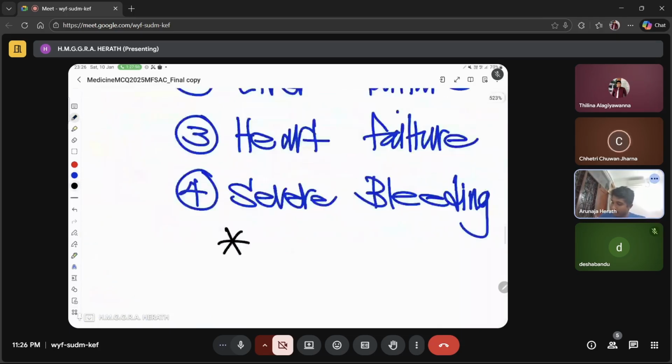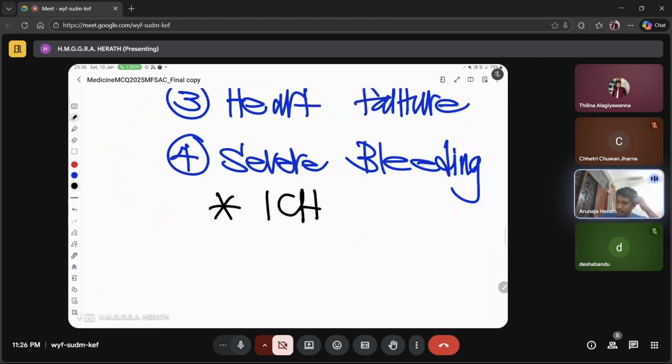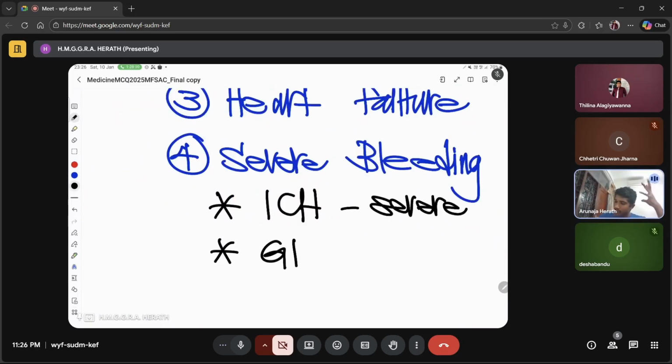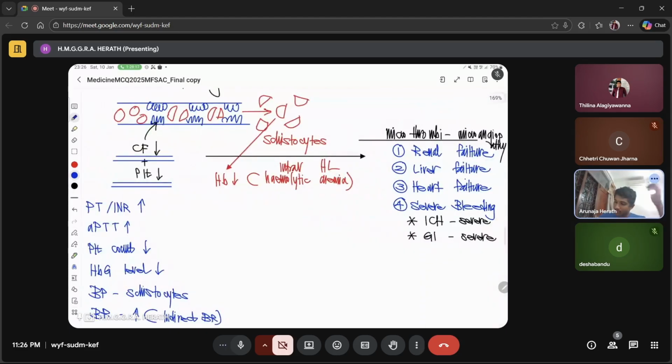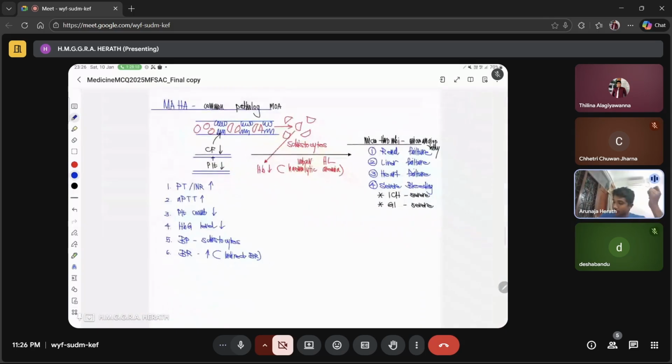Hemorrhagic? No. I see. Severe bleeding is considered mostly in two areas of the body. One is the cranial cavity and the other one is the GI tract. So if you get severe intracranial hemorrhage, or an intracranial space occupying lesion, or severe GI bleeding, that is called severe bleeding. So these patients can get severe bleeding. So bleeding, and because of clotting, they can get renal failure and these things also.